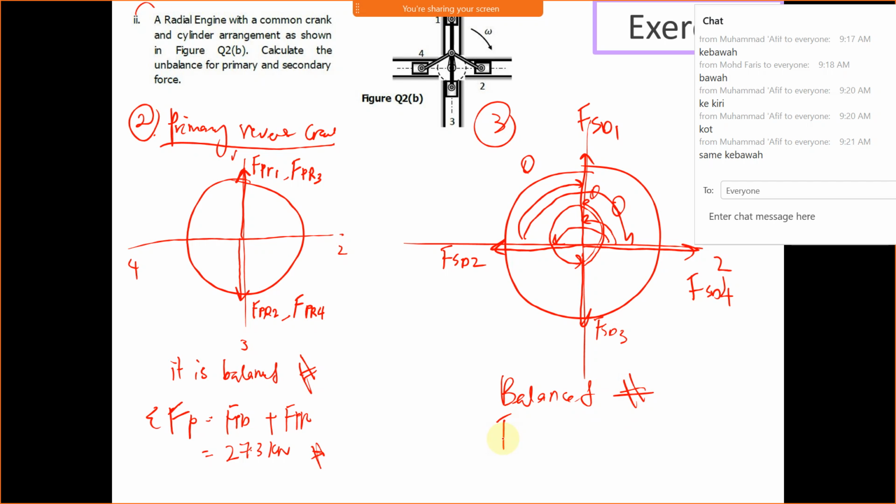So total FSD equals to 0. Okay, it is balanced. And last one, secondary reverse.